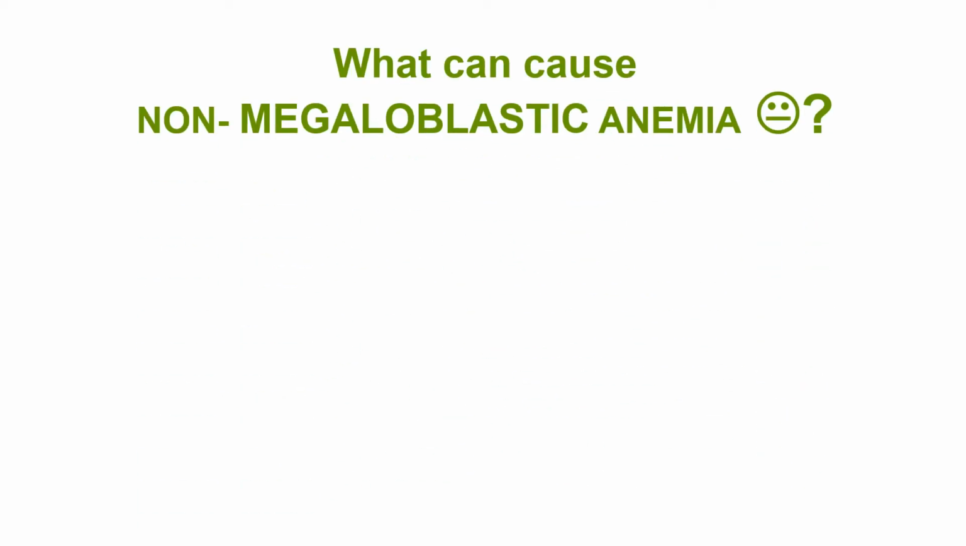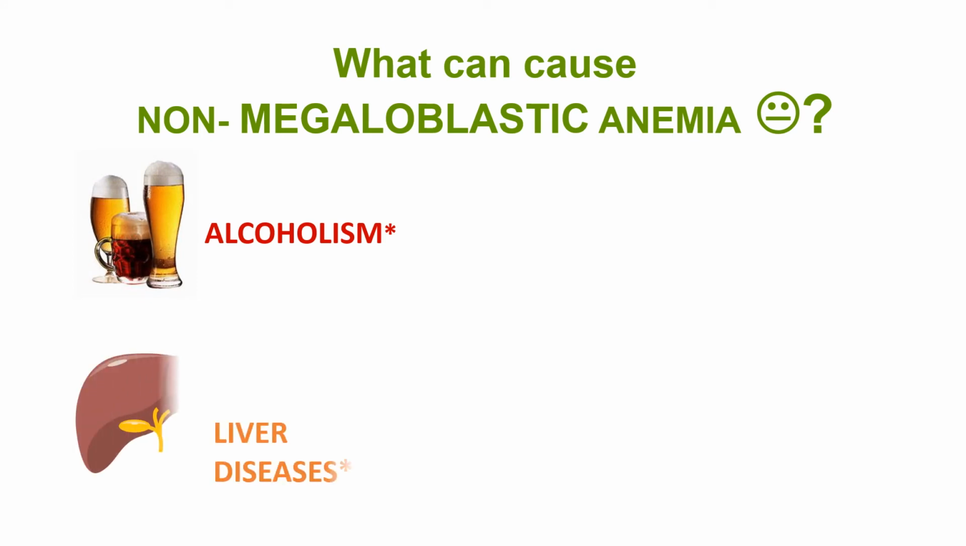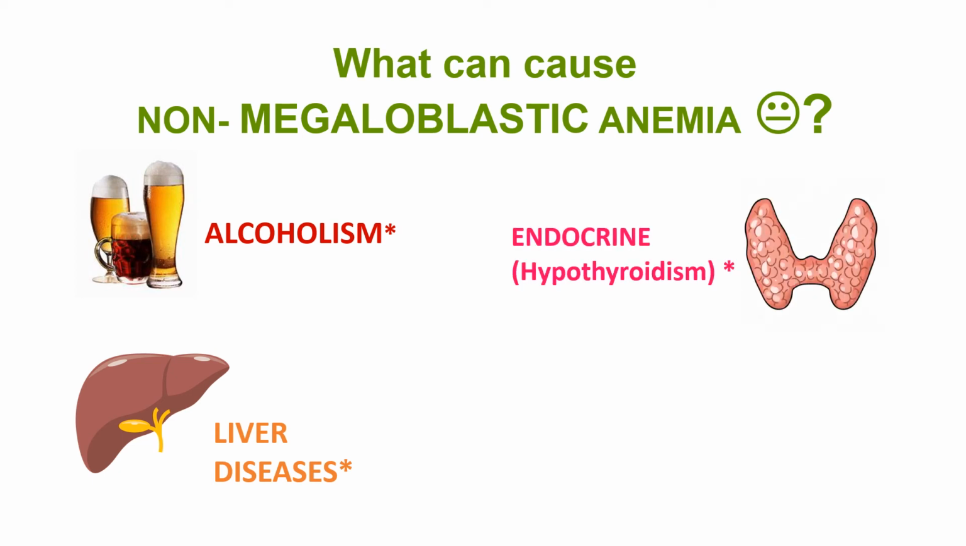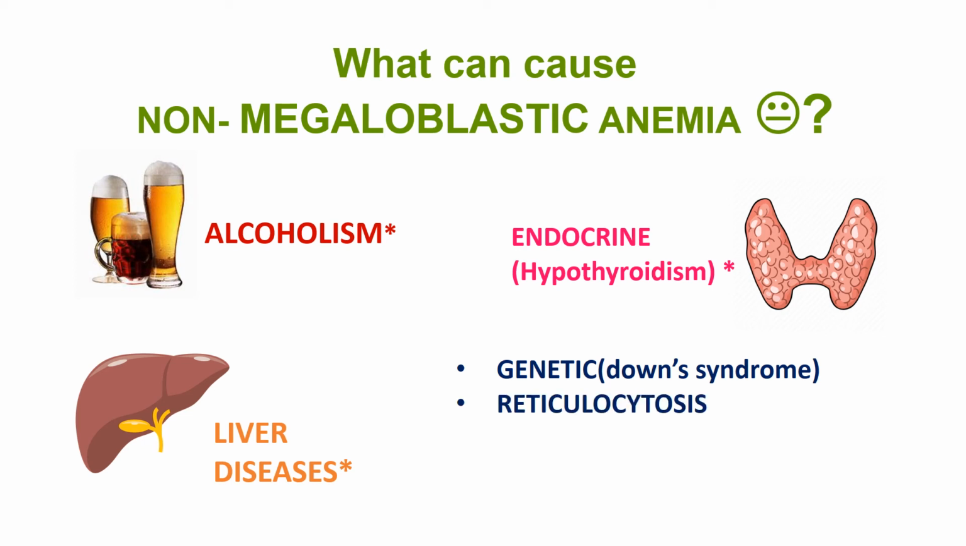Now, what are the causes of non-megaloblastic anemia? There are a variety of causes of non-megaloblastic anemia. A few are listed here. First, alcoholism. Second, liver disease. In a lot of liver issues, we can have non-megaloblastic anemia. Others include endocrine causes like hypothyroidism, genetic causes like Down syndrome, reticulocytosis, even pregnancy, and some various drugs.